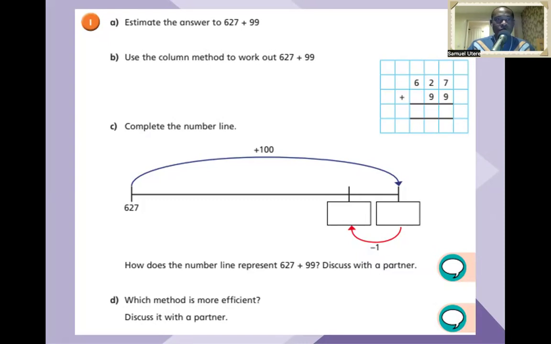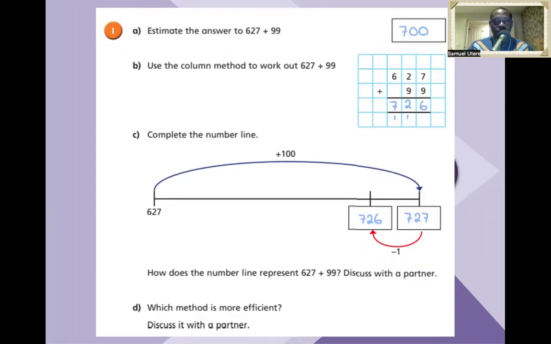Assuming you've paused the video and you've answered question 1, here are the answers. For question 1, you were asked to estimate the answer to this. Now, this is actually closer to 600, and this is closer to 100. So it's actually 600 plus 100.